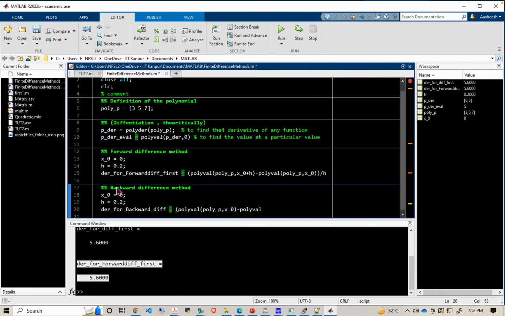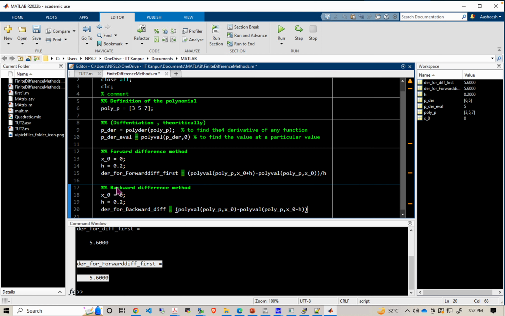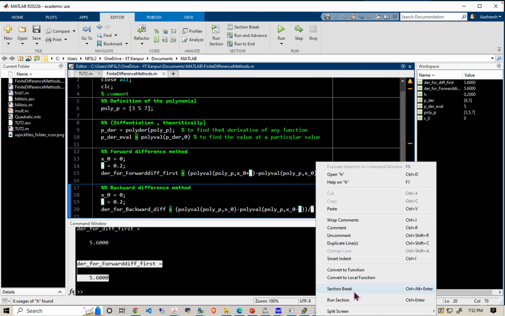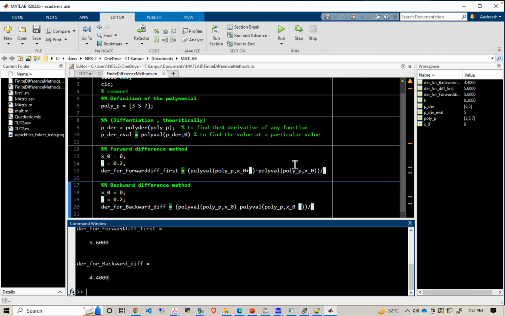Polyval at p, comma, x naught, minus polyval at x naught minus h, and divide by h. Am I right? Now run this section. So now comes 4.4, as we have calculated already. So these three are, I think, very clear.